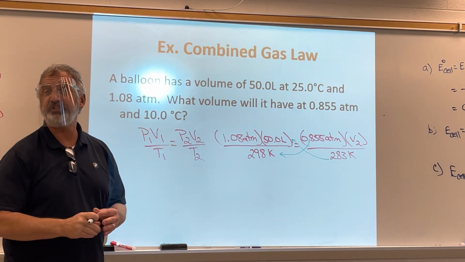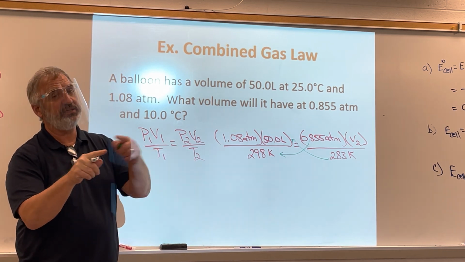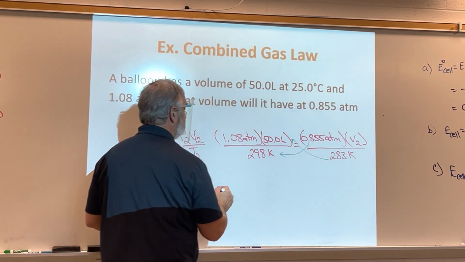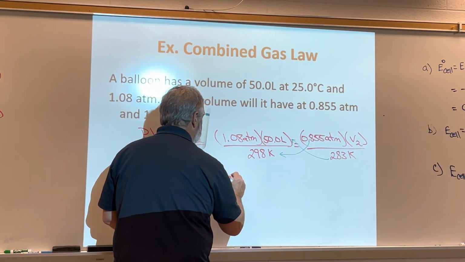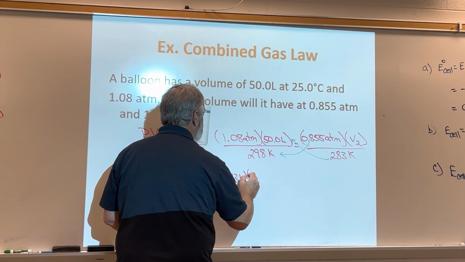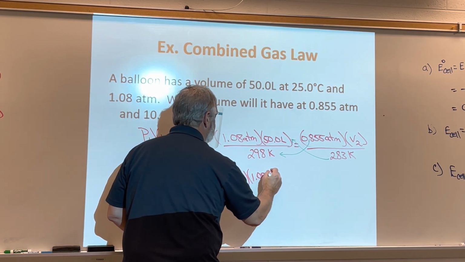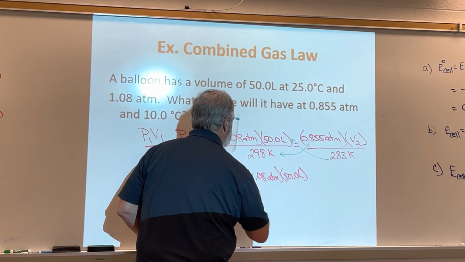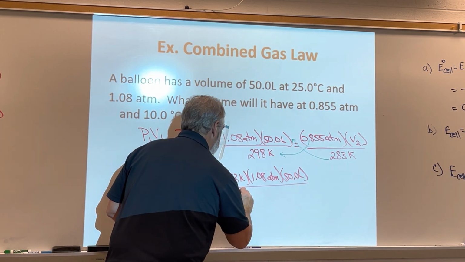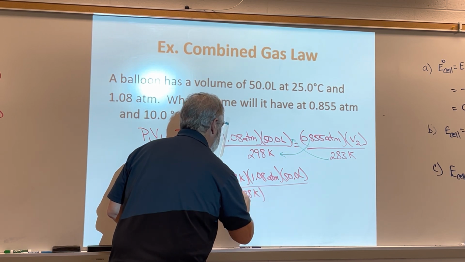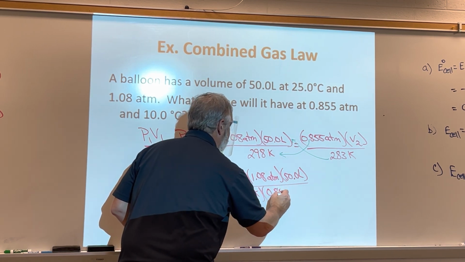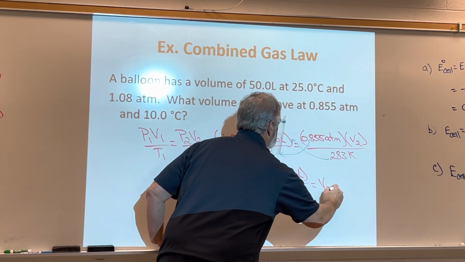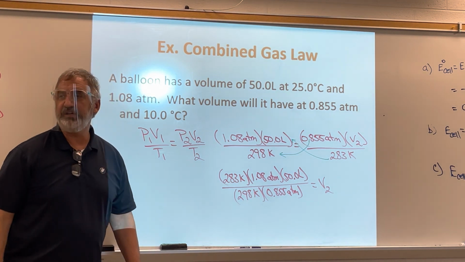Hopefully you can see that algebraically, without cross multiplying and then dividing back and doing all that. So we end up with 283 K times 1.008 atmospheres times 50 liters, divided by 298 K times 0.855 atmospheres. Is everybody comfortable with that algebra?